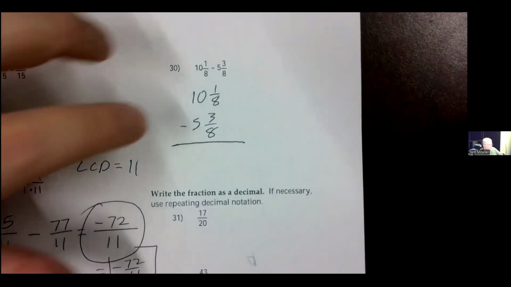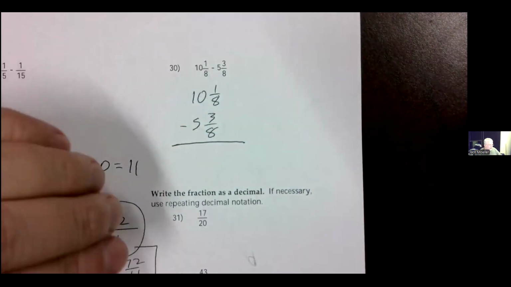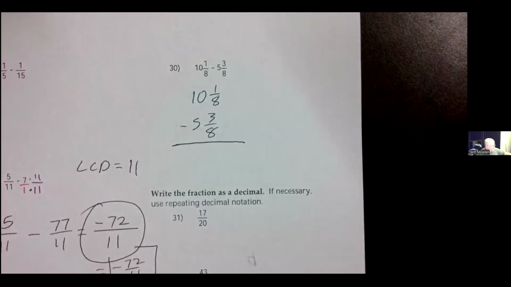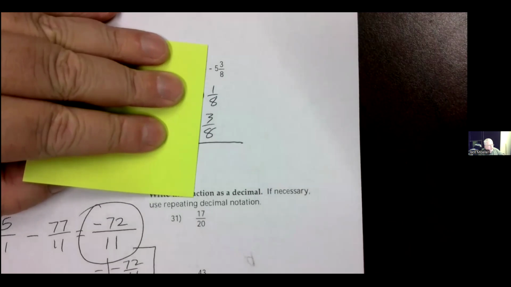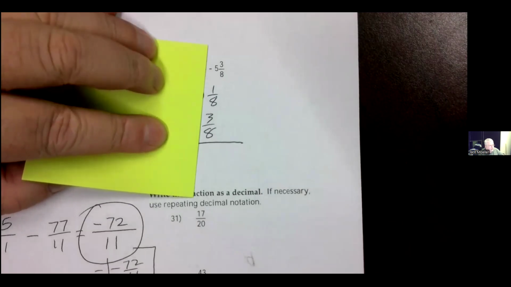And now, don't do the whole numbers first. We got to deal with the fractions first. And so the question is, can we do 1/8 minus 3/8? And the answer is no, because 3/8 is bigger. So just like anytime you're subtracting, we're going to have to borrow.